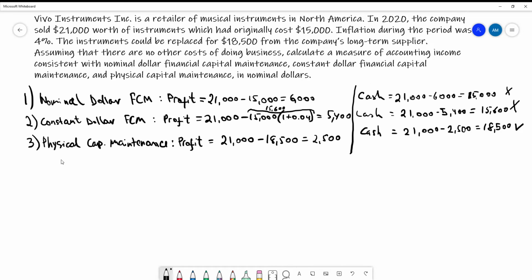So I hope this example illustrates an application of alternative capital maintenance concepts. Thank you.